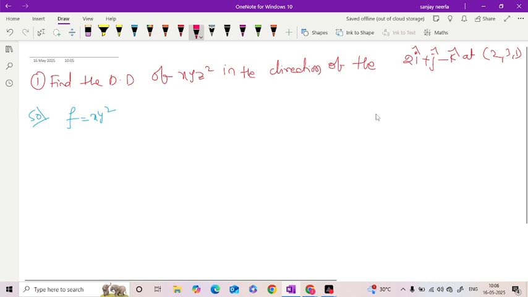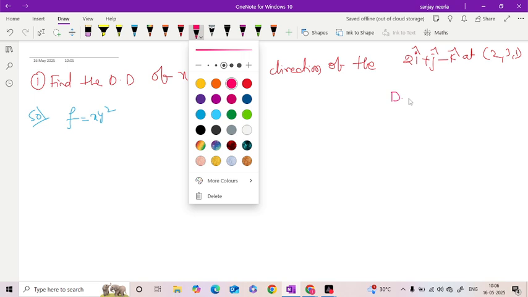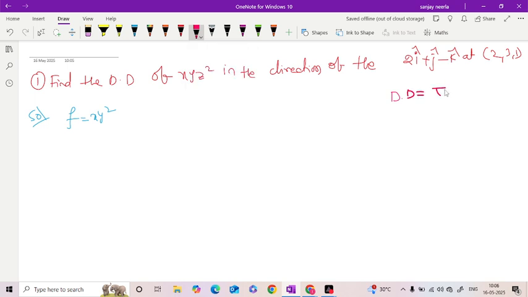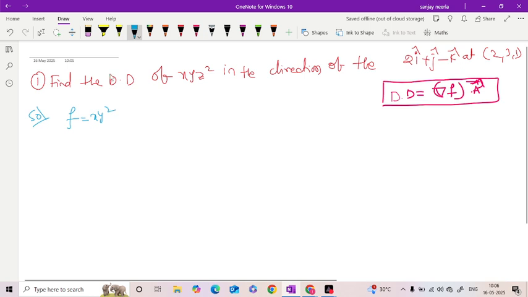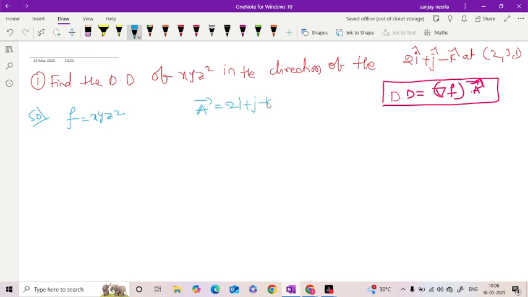Now according to the formula, the directional derivative dd is equal to del f dot a cap. Here f is x y z square, and the vector a is 2i plus j minus k. So first of all you have to find del f, that means the gradient of f.